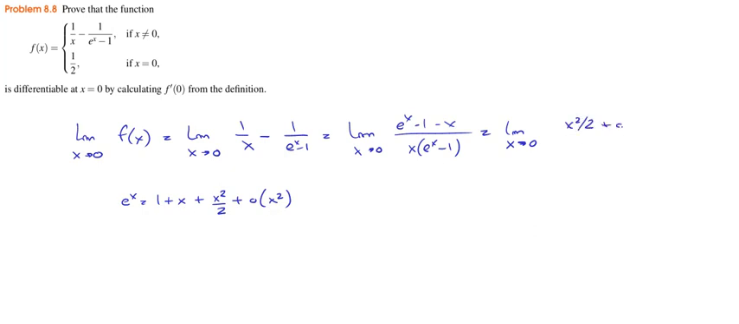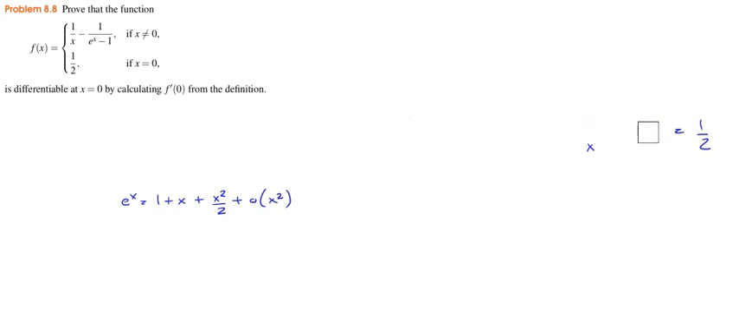over 2 plus small o of x squared, divided by x times e to the x minus 1, which is x, so you have x squared plus small o of x squared. If you do this, the result is 1/2, so that's good. The function is actually continuous. Okay, now let's see if the function is differentiable.